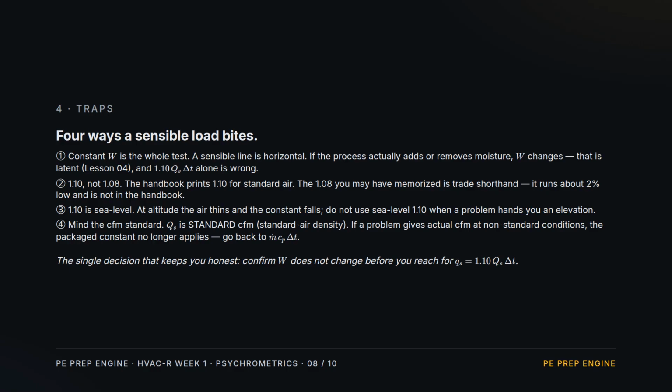Traps. 4 ways this bites. 1. A sensible line is horizontal. If the moisture changes, it is latent, and the sensible equation alone is wrong. 2. 1.1, not 1.08. The shorthand runs low. 3. 1.1 is sea level. Thinner air at altitude carries less. 4. The airflow is standard cubic feet per minute. If it is actual airflow at odd conditions, drop back to mass flow times specific heat.